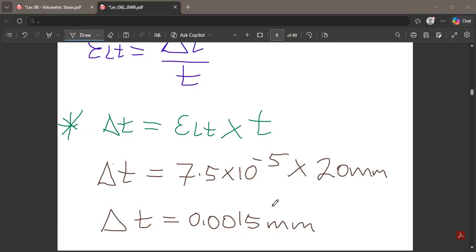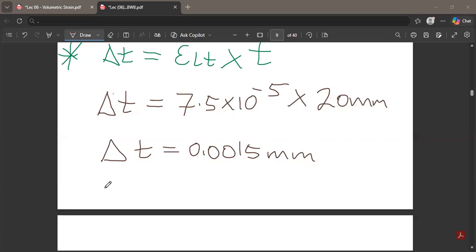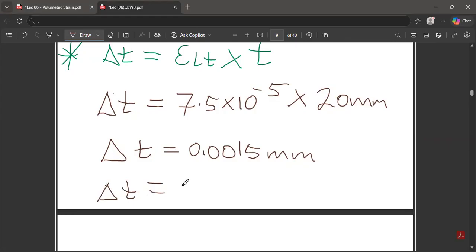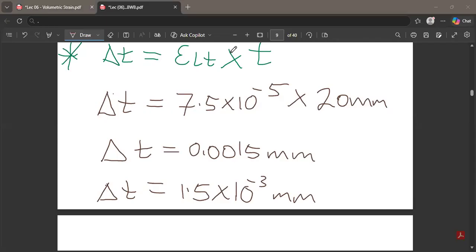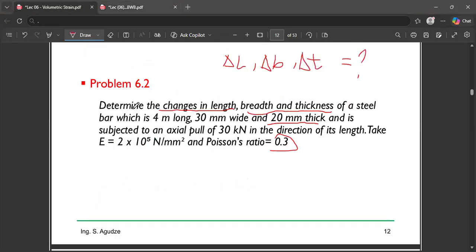Okay. Someone could also choose to write his final answer in this form. That is 1.15 times, let me say, 10 exponent -3 millimeters. Exactly. Yes. So that is the end of our problem 2.